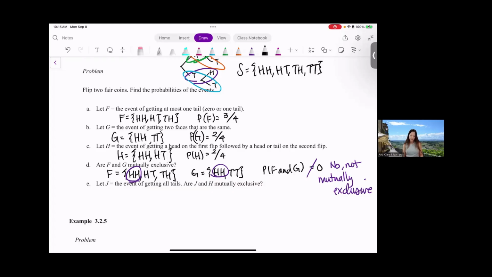Okay. J is the event of getting all tails. The outcomes then are TT. And that probability, just for fun, is 1 out of 4. Now for J and H, H was HH, HT. TT is not in H, and HH and HT are not in J. And so J and H are mutually exclusive. So yes, since the probability of J and H equals 0, they are mutually exclusive.